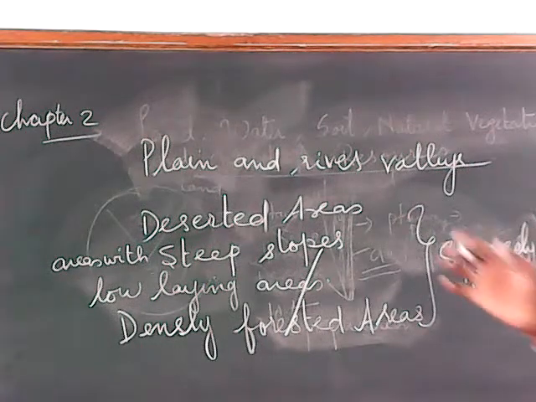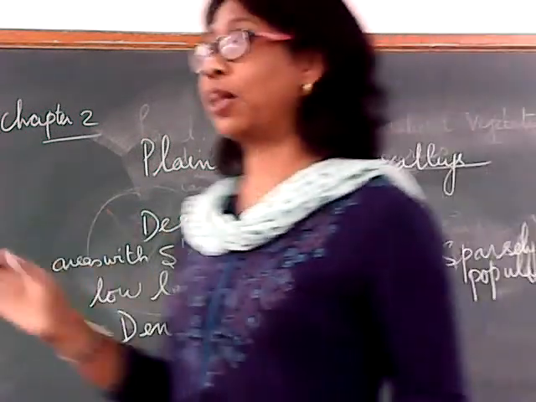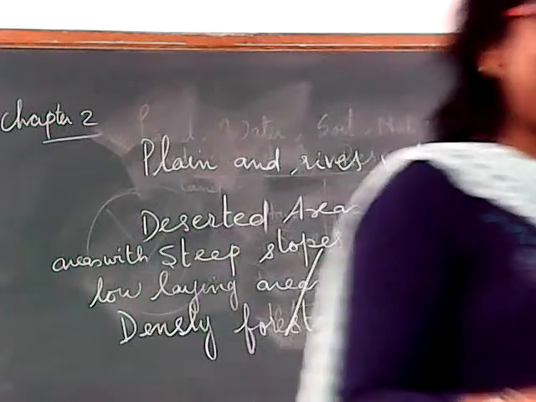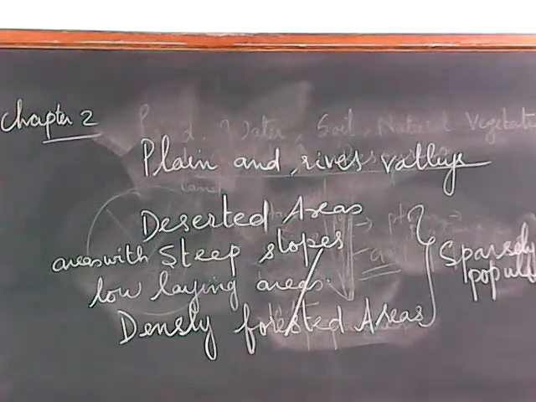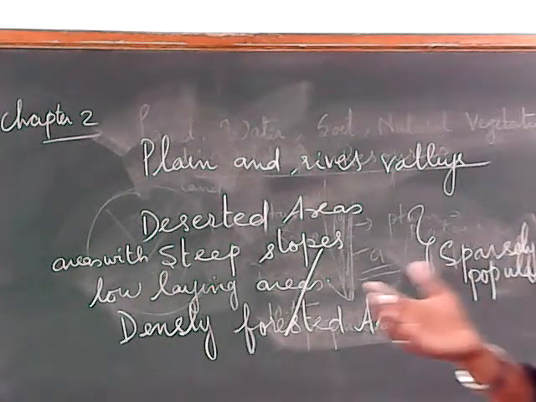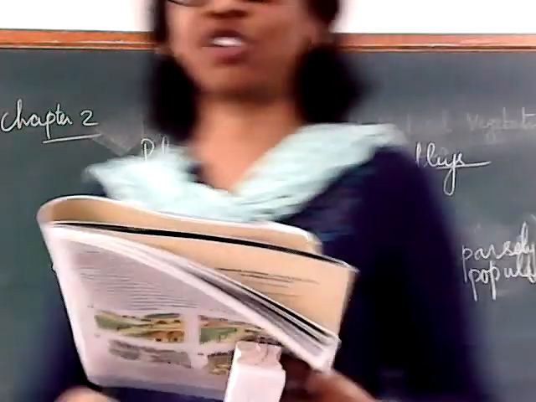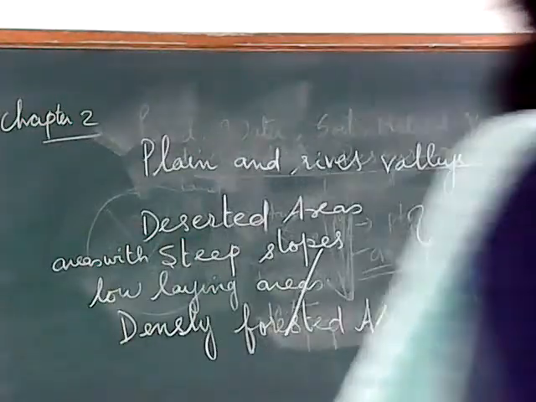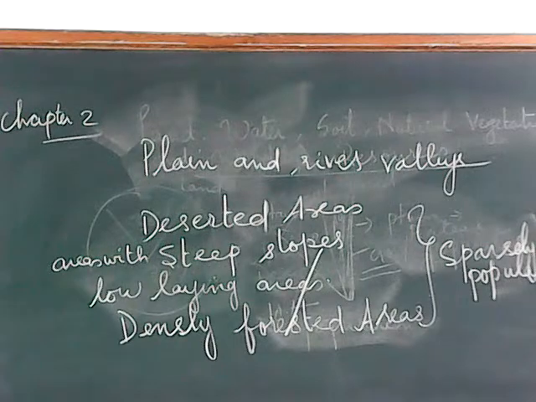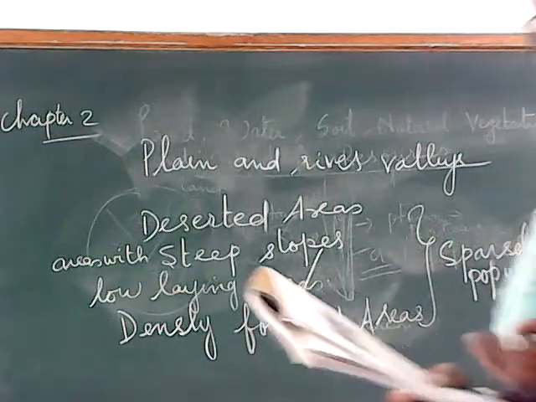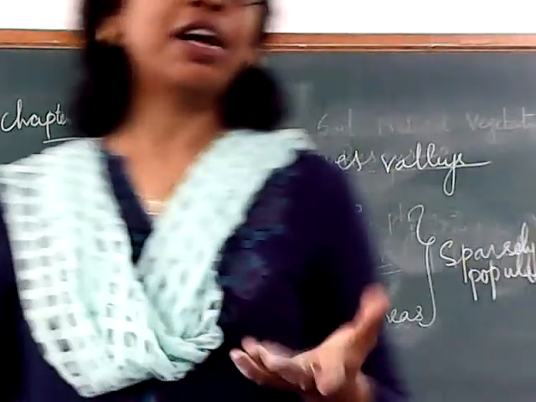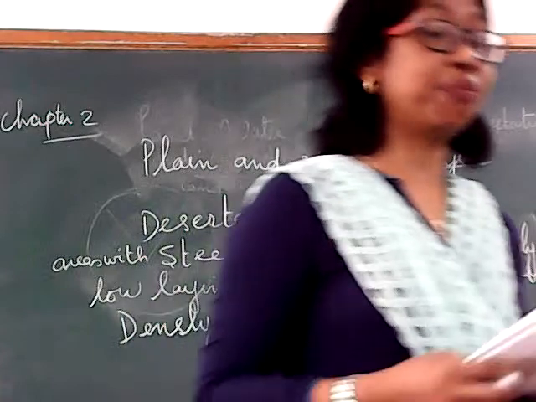So most of the population prefers to live on the banks of rivers or the plains, because these are areas suitable for agriculture. Hence densely populated areas are plains. Plateaus are also preferred because plateaus are rich in minerals.